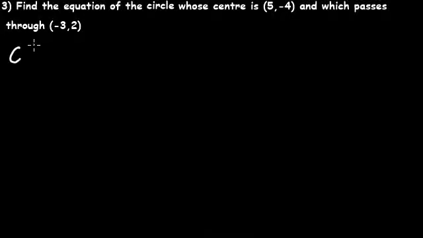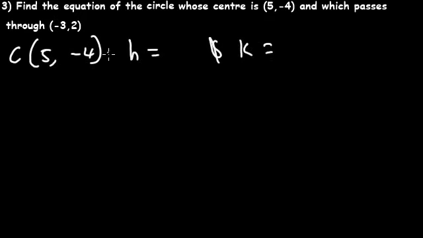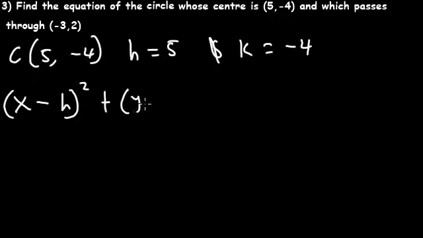Since the coordinate of the center is (5, -4), what is the value of h and what is the value of k? Well, h will be the first value you see right here, which is 5, and k follows, -4. Now we said the equation of a circle in standard form is (x - h)² + (y - k)² = r².